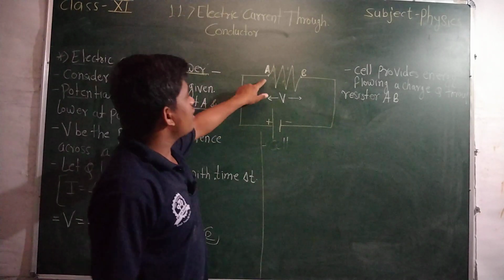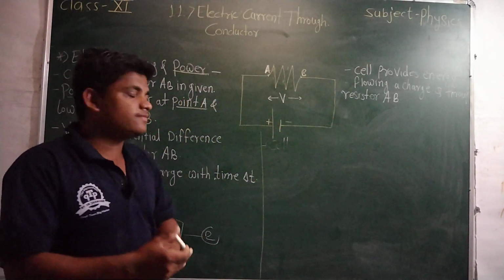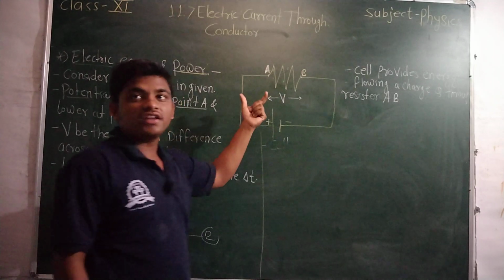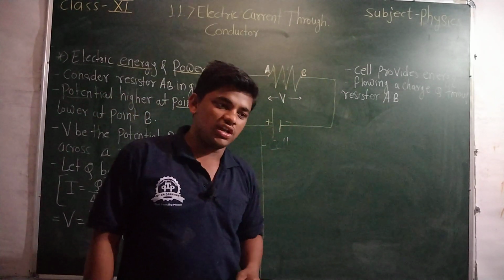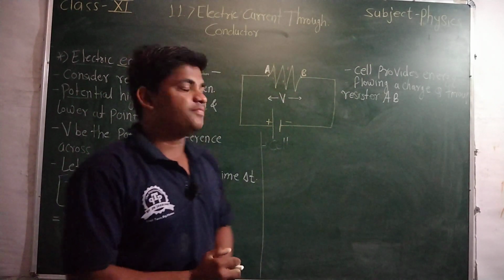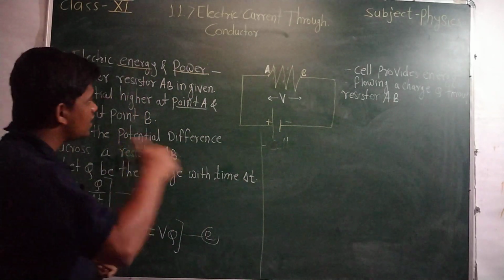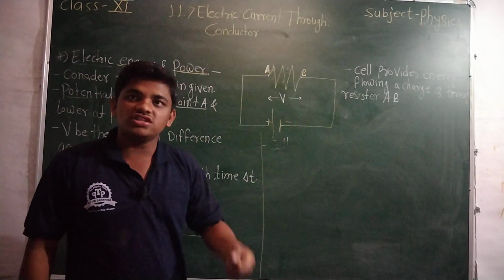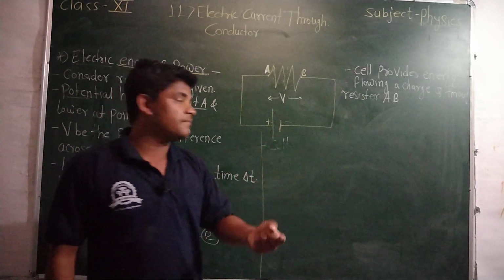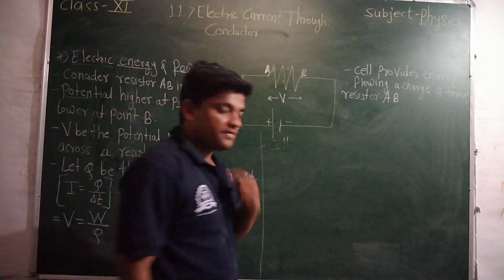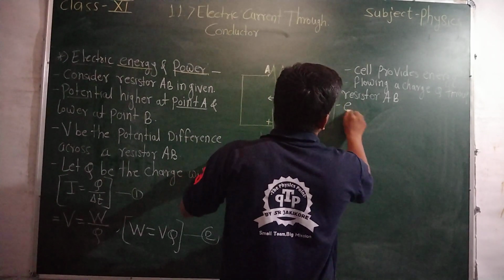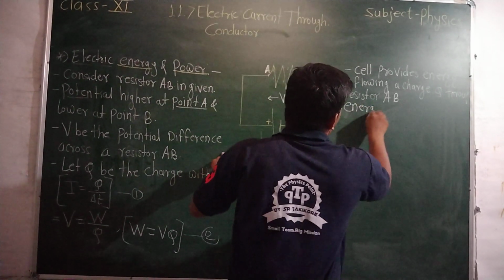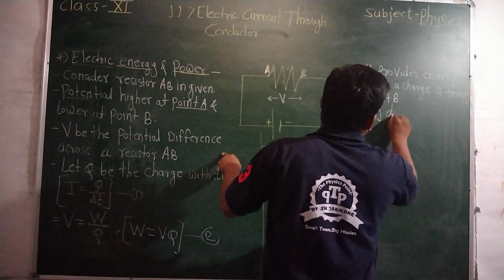Then the charges will be flowing from A to B, and the charges pass from a higher potential level to a lower potential level. Then the potential energy decreases when the charges are flowing. The potential energy also decreases. Then the energy decreases.